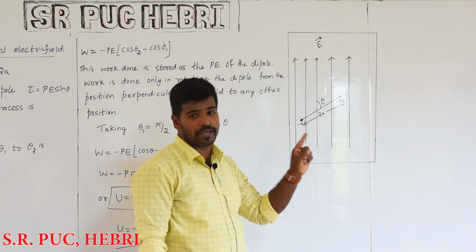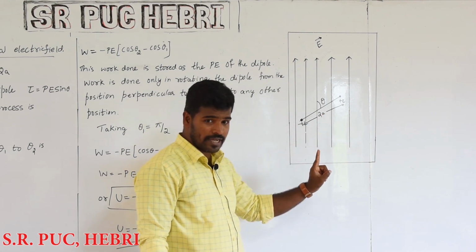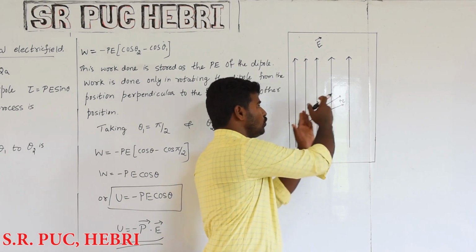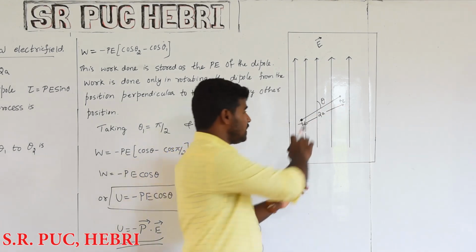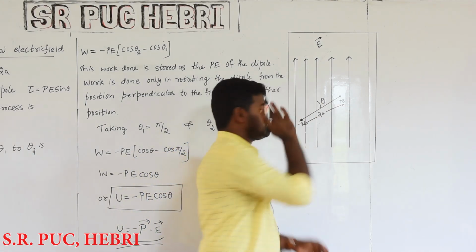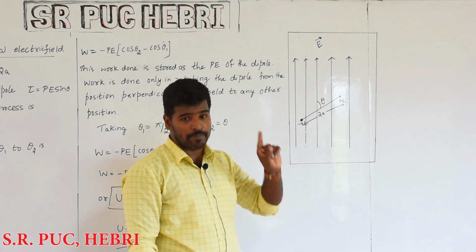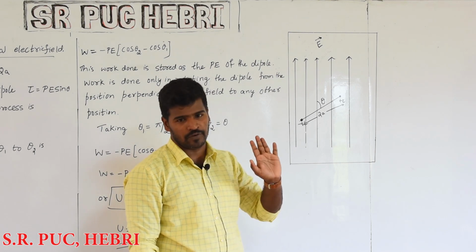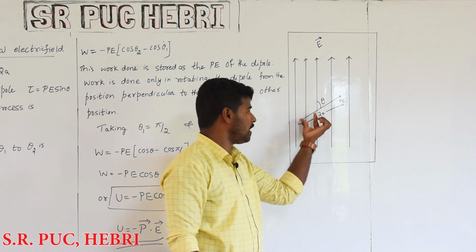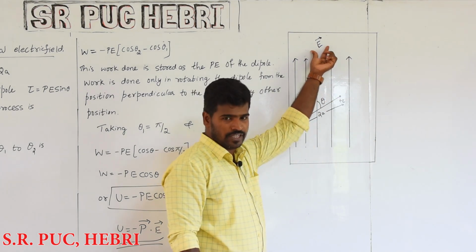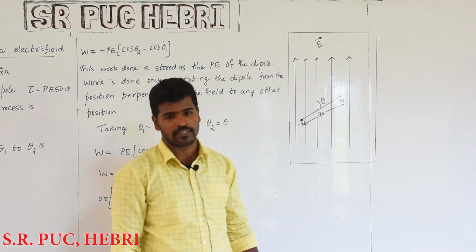In general, a dipole is a pair of equal and opposite charges separated by a distance 2a. The line drawn from minus q to plus q is called the dipole axis, and the dipole axis makes an angle theta with the direction of the electric field. Initially we take a dipole in a uniform electric field E vector, in which the dipole axis makes an angle theta.